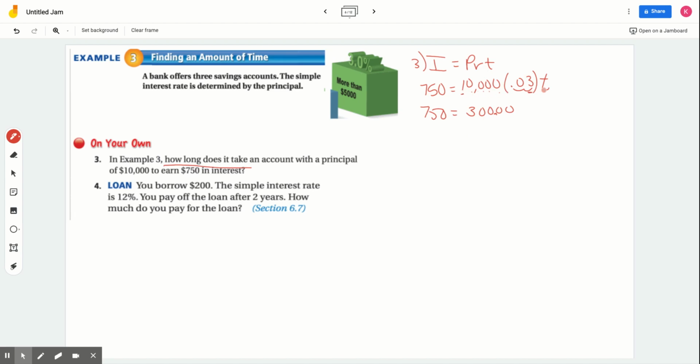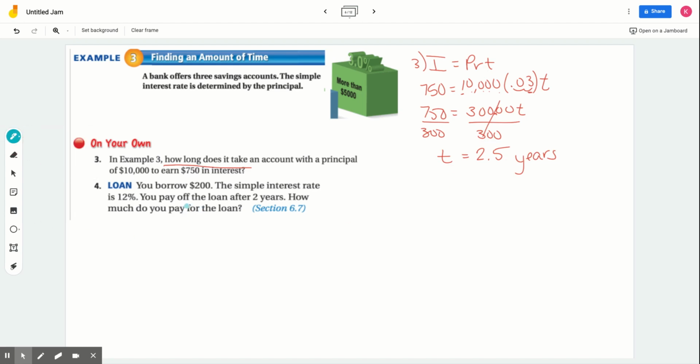So again, 10,000 times 0.03 is 300 T. Now remember, these are being multiplied, so the opposite would be to divide. When we divide by 300, 750 divided by 300 is 2.5. So when we're asking how long does it take, remember T is in years. So our answer would be 2.5 years.